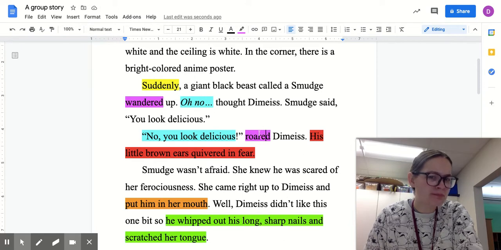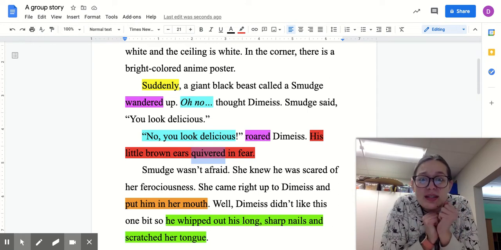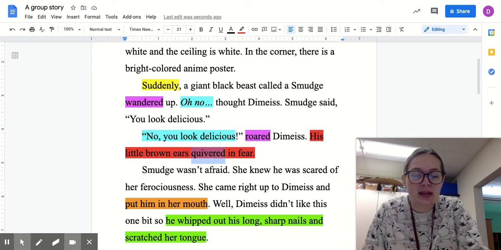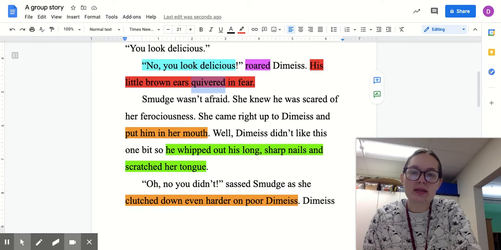So I might change that one. I'm going to highlight it pink. "His little brown ears quivered in fear." Quivered. That's a good verb, right? Because that shows he's shaking in fear. I like that one. All right, I'll come up a little bit more, see if we can find any other verbs.